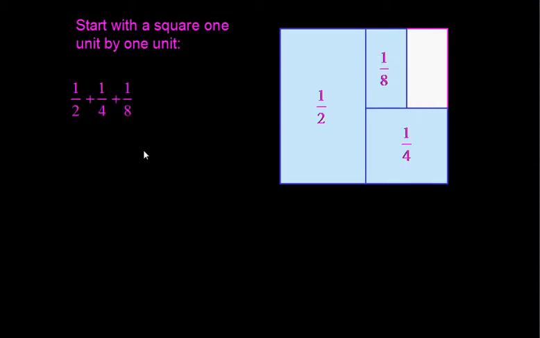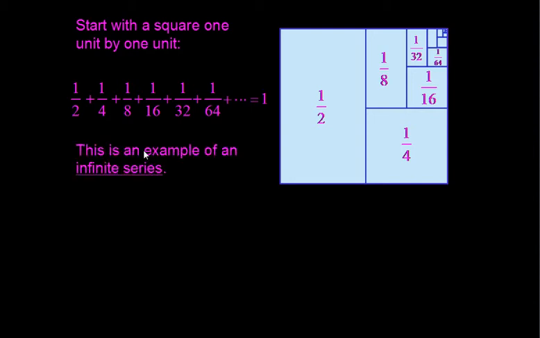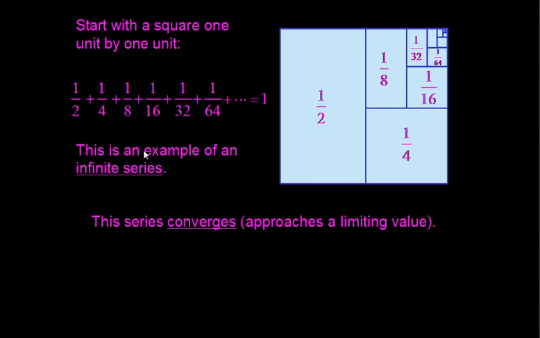We'll start with a square that's 1 unit by 1 unit. If we take half of that square, then we have 1/2, plus half of what's left over is 1/4. Half of, again, what's left over is 1/8, plus 1/16, plus 1/32, plus 1/64, etc. We can keep dividing it up. And you can see from the graphic that eventually, for all practical purposes, we'll have included every bit of area, and therefore this series would converge to be 1 unit. So this is an example of an infinite series because it keeps going, yet it converges. It approaches a limiting value.